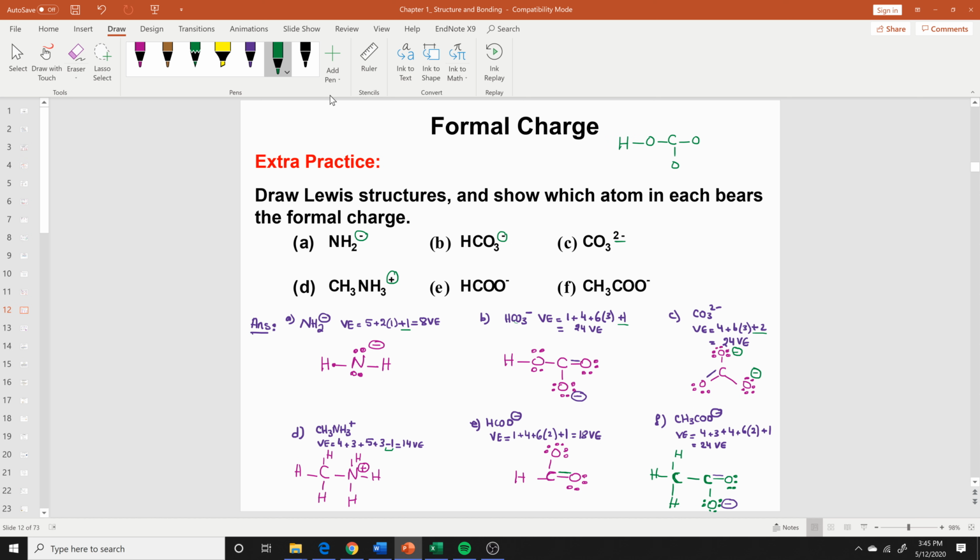And then fill your 24 valence electrons. So far I've used 1, 2, 3, 4, 5, 6, 7, 8, 9, 10, 11, 12, 13, 14, 15, 16, 17, 18, 19, 20, 21, 22, 23, and 24. I am done over there, but carbon is not octet. This is an easy fix.